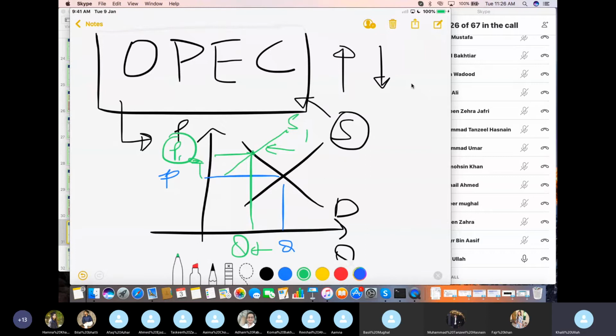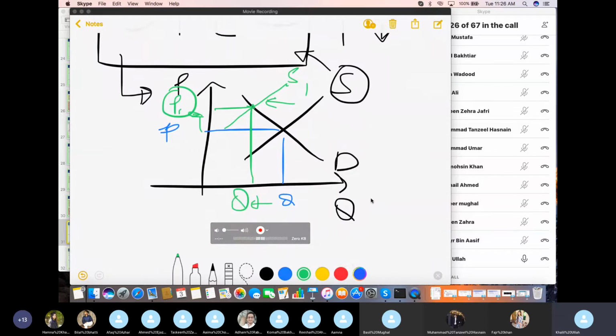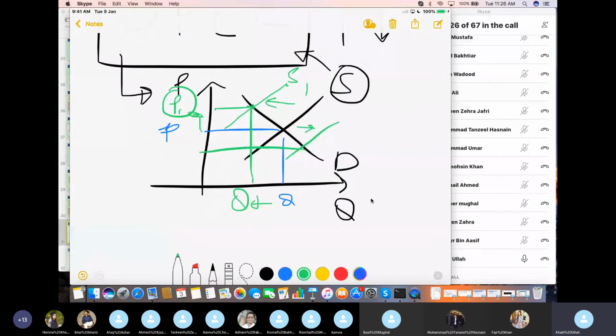So these countries who are members of this OPEC control the price of oil by controlling the supply of oil. If they want to reduce the price, they start supplying more into the market. When they supply more into the market, prices fall. If they want to increase price, they start restricting or controlling the amount of oil that they're supplying to the world. And by controlling the supply of oil, they control the price.